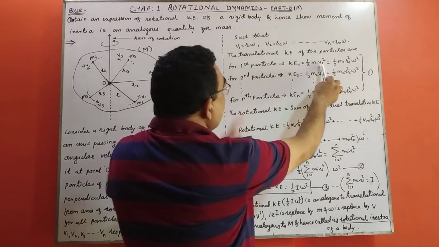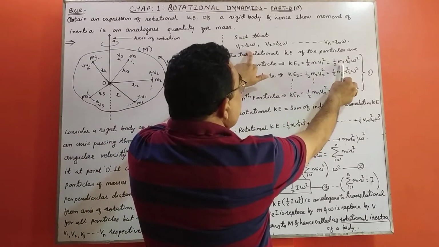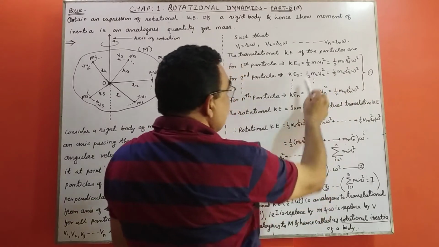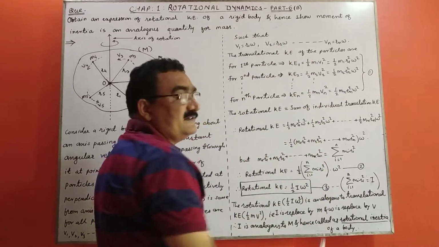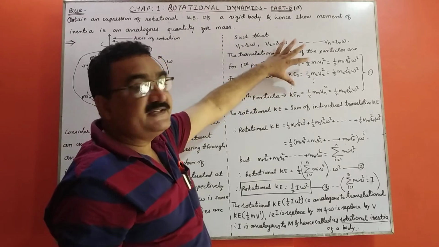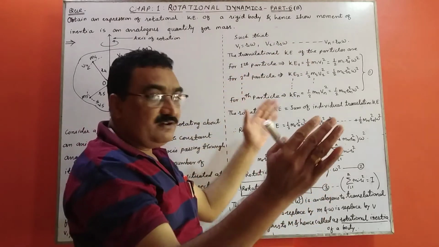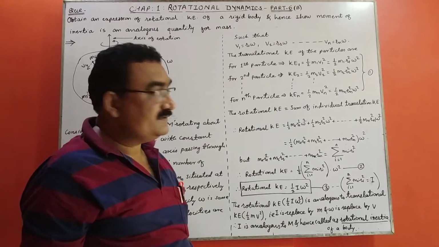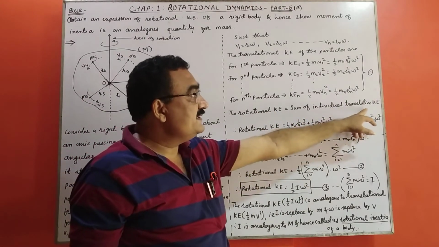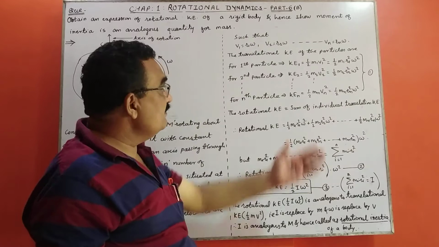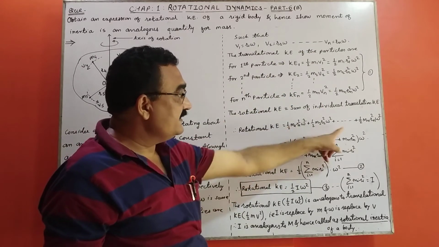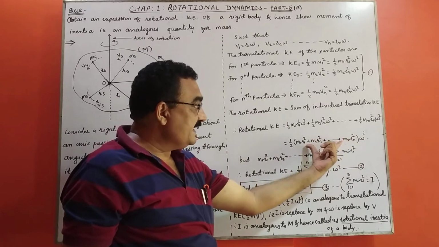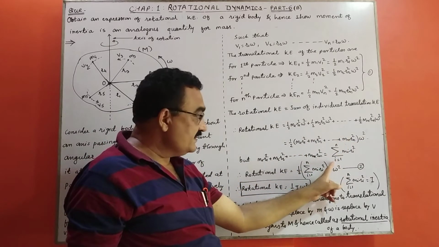Now again here we put the value of v1. Then it is half m1 r1 square omega square, half m2 r2 square omega square. In this way we can write for the nth particle. These are the individual kinetic energies. If we collect all the individual kinetic energies, then they give the rotational kinetic energy, which is the sum of individual translational kinetic energies. Now put these values from equation 1, taking common half and omega square. Then this bracket can be written in the form of summation.